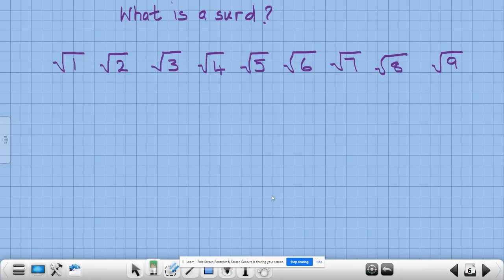Hi, so this is part 2 of looking at what is a surd and continues on from my previous video. So I've written again the integers 1 to 9 with the square root sign around them, and let's just do a quick recap. So the square root of 1 is 1 because 1 times 1 is 1.